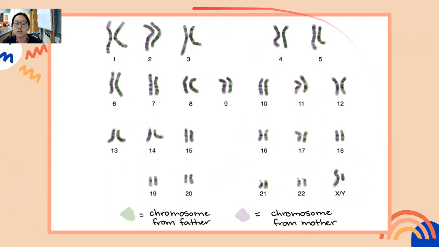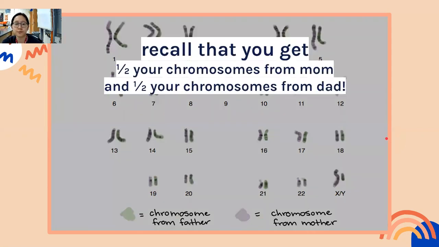And this is a human karyotype. It is a full normal set because there are 2 chromosomes per type of chromosome. And also this is a male individual because there's an X chromosome and a Y chromosome. If it were both X's, like 2 large ones, then it would be a girl.